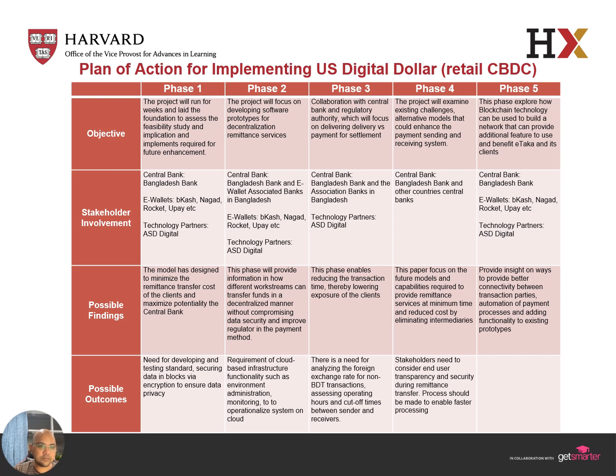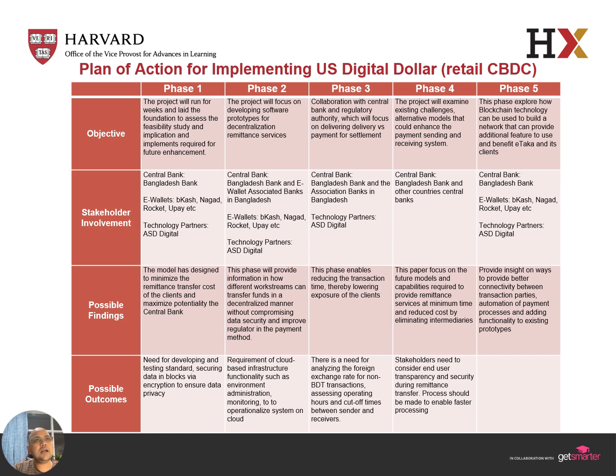So let's see what is in phase 1. Phase 1, the objective is very simple: we'll do the feasibility study and implementation, and how the future enhancement will be. All this paperwork will be in the phase 1 objective. Phase 1 stakeholder involvement will be the central bank, which is Bangladesh Bank, e-wallets. Bangladesh has a few e-wallets called bKash, Nagad, Rocket, UPay, etc. and our technology partner. I assume it's ASD Digital, it's just a random name.